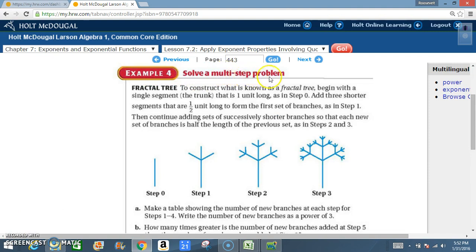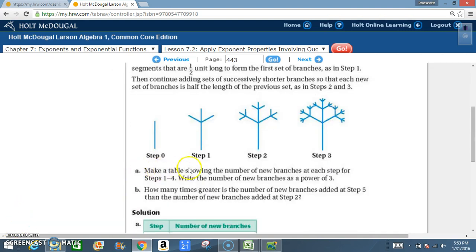Okay, example 4, solve a multi-step problem. Factor tree. To construct what is known as a factor tree, begin with a single segment, the trunk, that is 1 unit long, as in step 0. So this right here is the trunk. Add 3 shorter segments that are 1/2 unit long to form the first set of branches, as in step 1. So trunk, and these are the branches, 1, 2, and 3. Then continue adding sets of successively shorter branches so that each new set of branches is half the length of the previous set, as in steps 2 and 3. Step 2, 1, 2, 3. 3 sets of 3. Step 3, 1, 2, 3, 4, 5, 6, 7, 8, 9. 9 sets of 3 altogether.